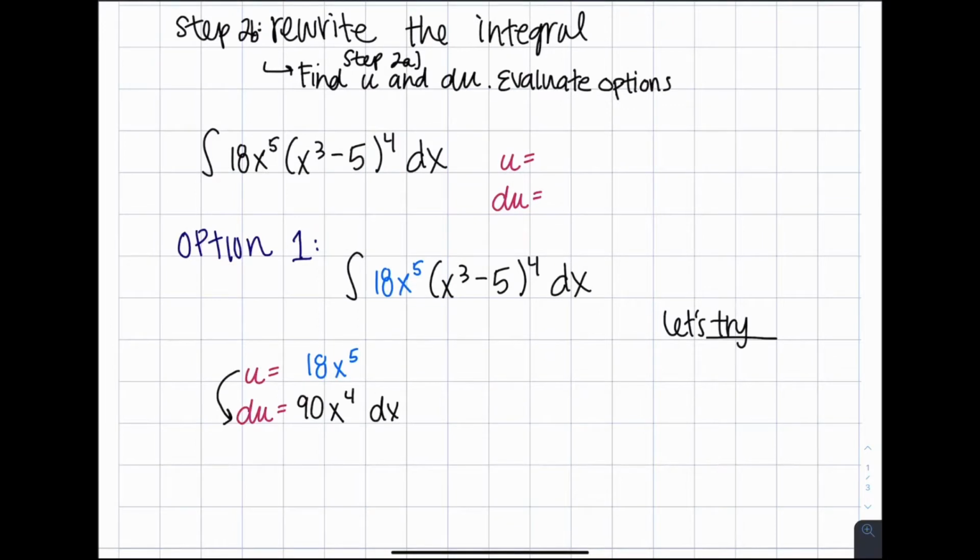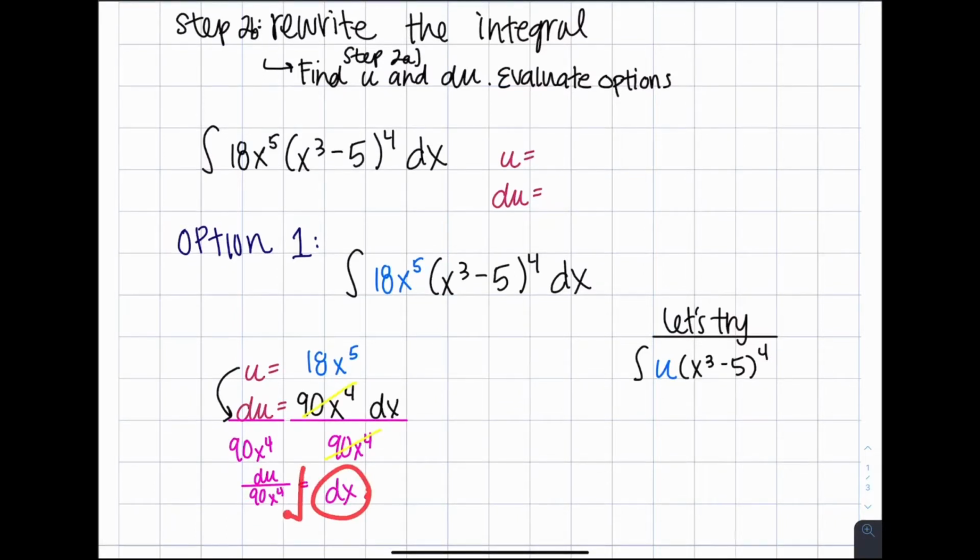But let's say you're overly ambitious and you want to try it out anyways. We can start off by subbing in our u, since it matches perfectly with the 18x to the 5th because we chose it. Then we would need to solve for dx because we want our new integral in terms of u. So let's solve for dx. At this point, we can now substitute. There's a lot of subbing going on. We can substitute our du over 90x to the 4th back into our integral.